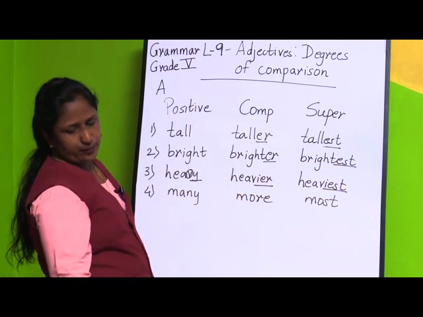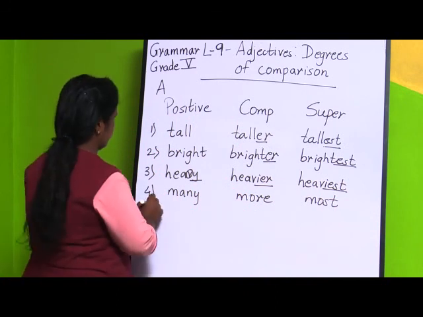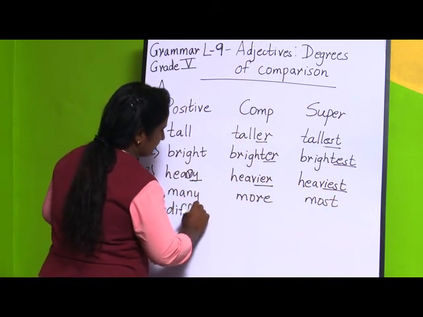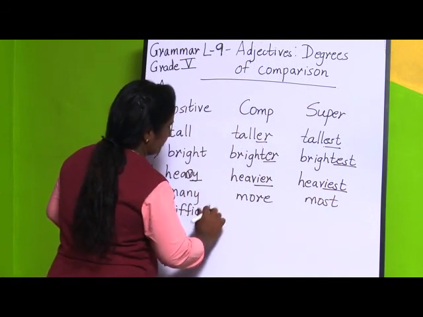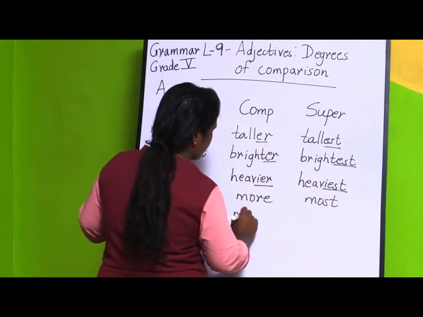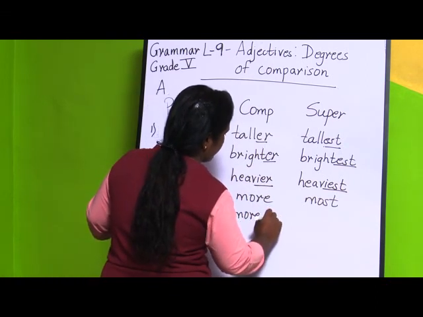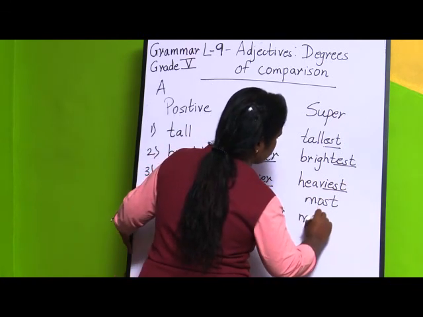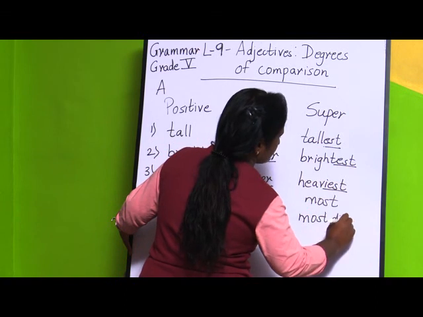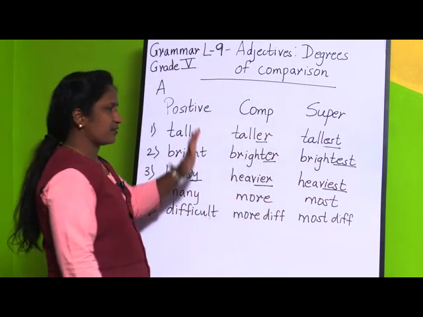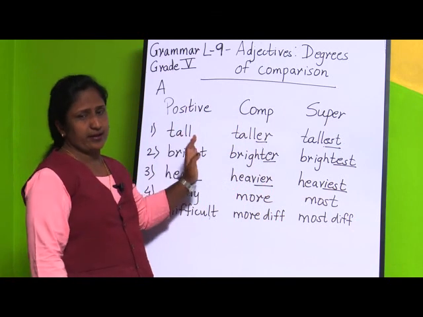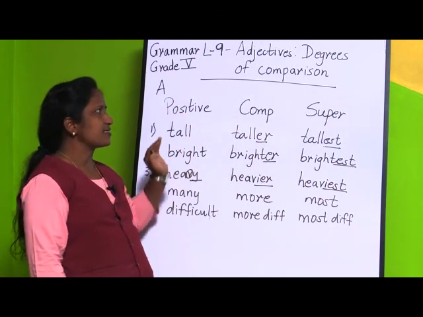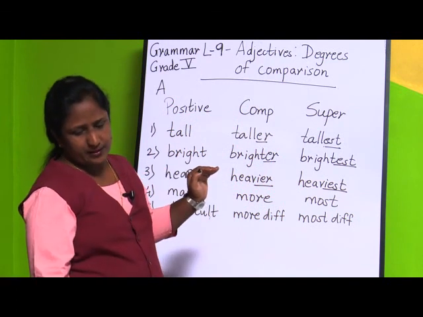Then, if you take one more, difficult. Now, the word is big. So what are you going to write? More difficult and most difficult. So we have used all the rules here and we have solved exercise A. We have completed some of the words over here for exercise A. I hope you have understood this one.